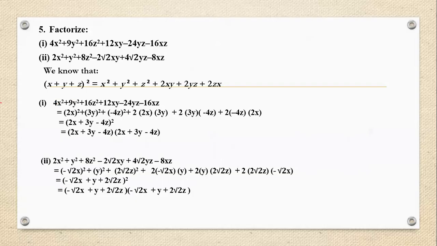We are supposed to factorize here. We need to identify the identity involved in the question. The first part you can see here is 4x square, 9y square, plus 16z square, 12xy minus 24yz minus 16xz. We need to identify which identity is applicable. The first three terms are square terms. 4x square can be written as 2x whole to the power 2, and 3y square can be written as 3y whole power 2.